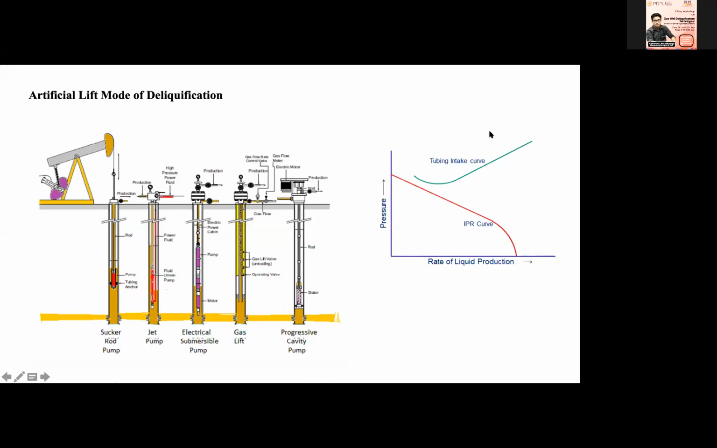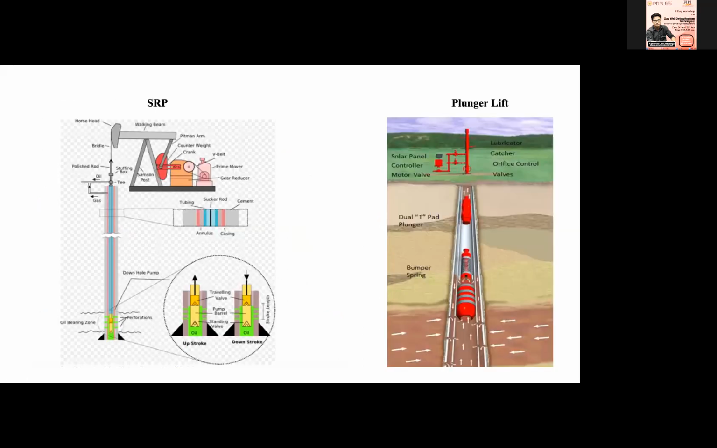Like I said before, when your TPR does not intersect your IPR, you are going to use some artificial lift. Not just in this condition; even when it is intersecting, if you predict that some liquid loading might occur, you are going to use some artificial lift anyway. Out of these modes, you are commonly using the sucker rod pumping method and the plunger lift method for de-liquification in the gas well.